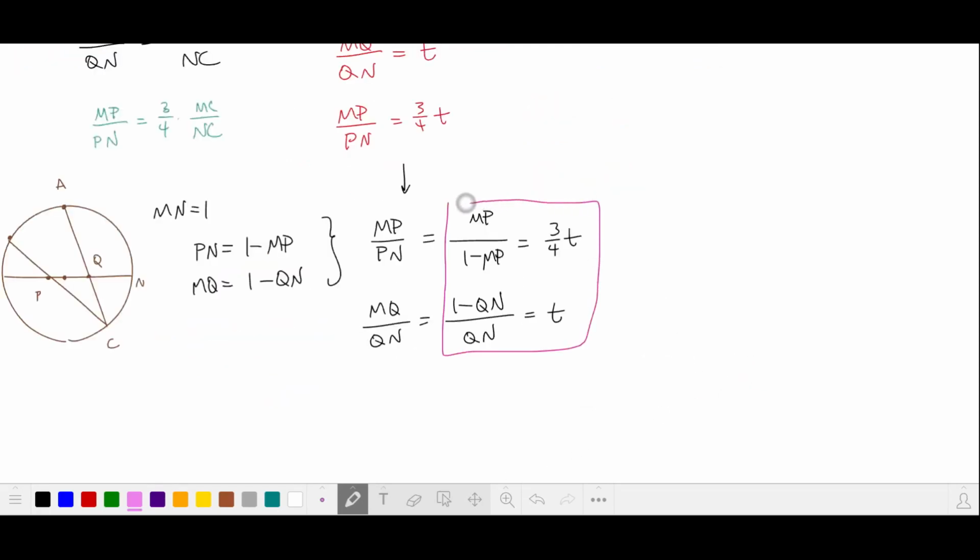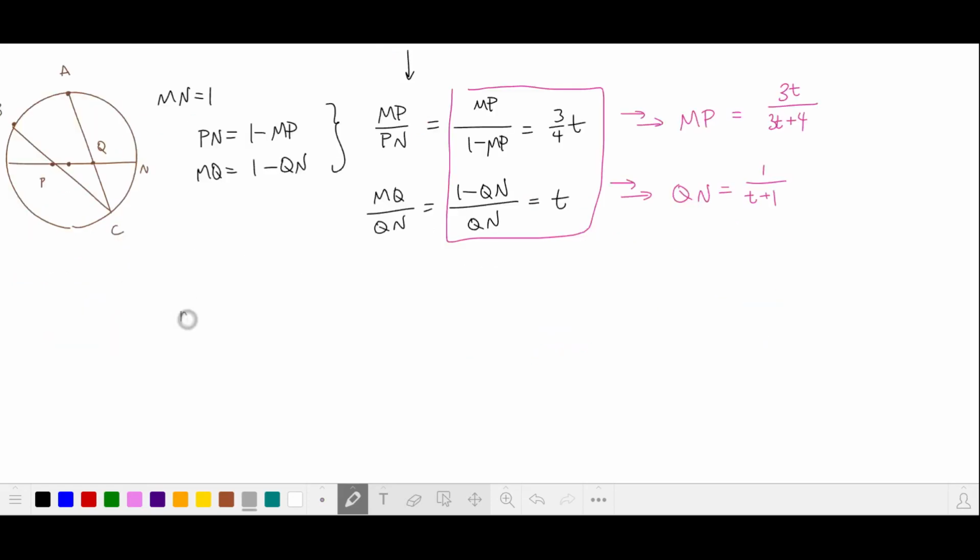In both of these equations, we can solve for MP. When you do that, you get MP is equal to 3T over 3T plus 4, and then solving the second one for QN in terms of T, this is 1 over T plus 1. For this problem, we're trying to maximize D, which was the distance from P to Q. This is the diameter minus MP and QN. That leaves behind PQ. Our diameter is 1, and we'll substitute our expressions for MP and QN.